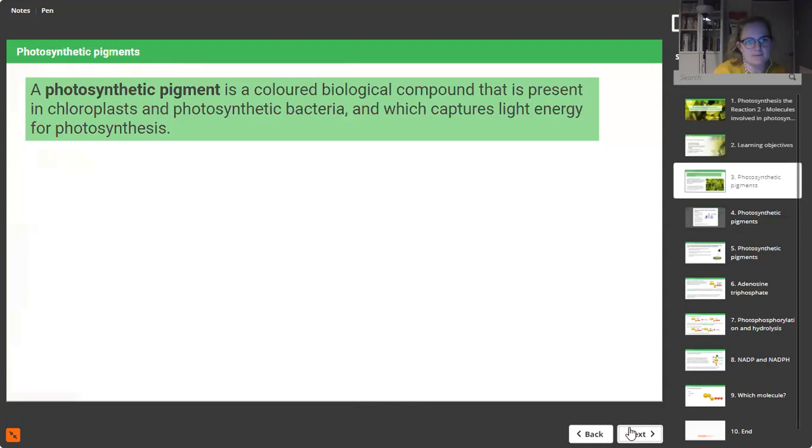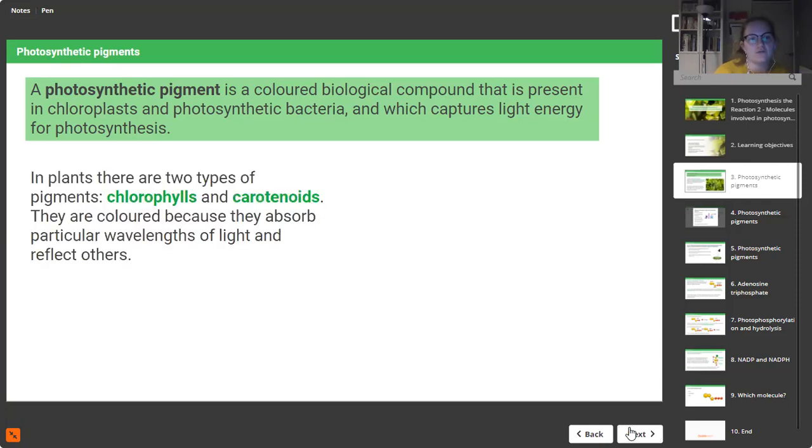So, photosynthetic pigments. The definition of a photosynthetic pigment is a coloured biological compound, and it's present in chloroplasts and photosynthetic bacteria. So obviously we say, oh yeah, all plants go through photosynthesis. We do, but actually some bacteria are able to photosynthesize as well. So they would also possess a photosynthetic pigment. A photosynthetic pigment is able to capture light energy for photosynthesis.